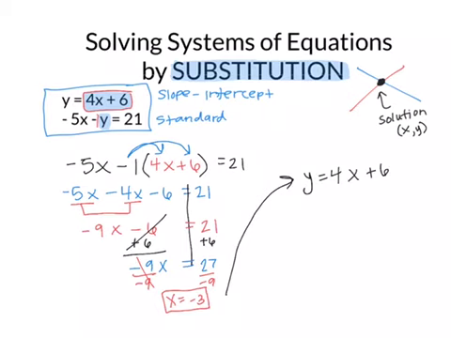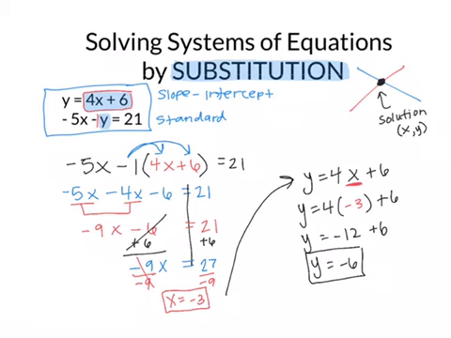And what I'm going to do is, instead of having x right here, we just found the value of x is negative 3. So it's going to look like this. y equals 4, and instead of x, I can input a negative 3, and then we still have plus 6. So now y equals 4 times negative 3, which is negative 12, and then plus 6. And then negative 12 plus 6 is negative 6. So there's our y value.